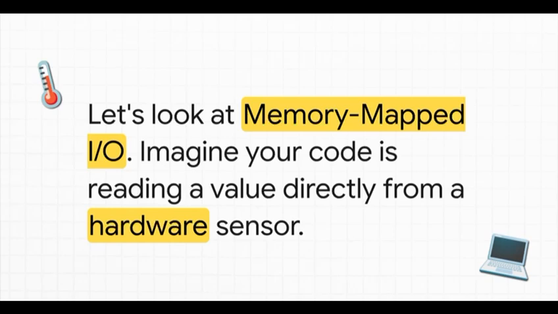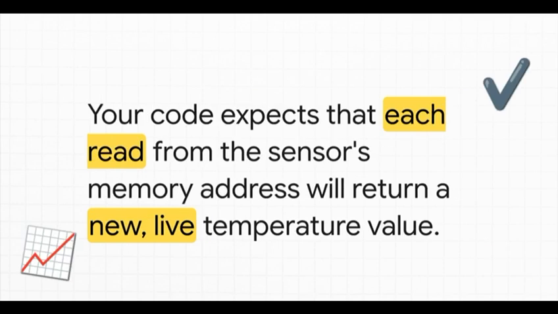Let's try to make this a little more real with a quick story. Memory-mapped I/O. It's just a fancy way of saying we make a piece of hardware, like a temperature sensor, look like a simple memory address to your program. Now, as the programmer, your expectation is crystal clear. Every time you read from that special memory address, you're not just getting some number that's stored somewhere. No, you are actively poking the hardware to get a brand new live reading of the current temperature.